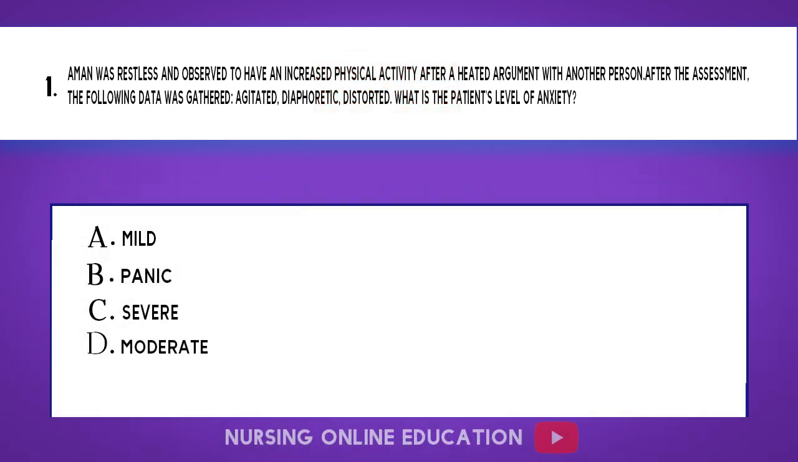1. Oman was restless and observed to have increased physical activity after a heated argument with another person. After the assessment, the following data was gathered: agitated, diaphoretic, distorted. What is the patient's level of anxiety? A. Mild, B. Panic, C. Severe, D. Moderate. The answer is option C, severe.